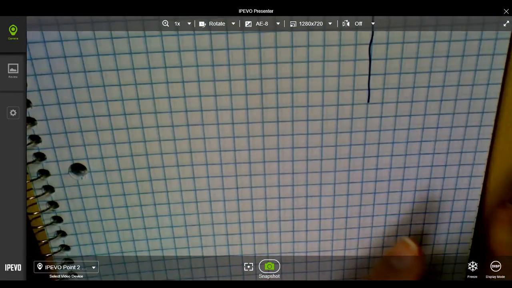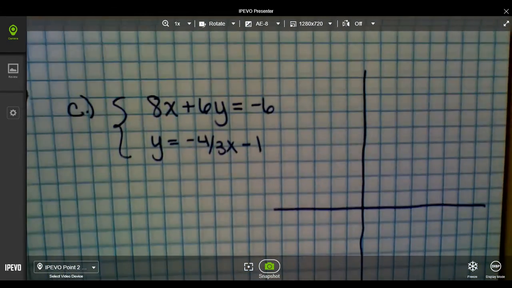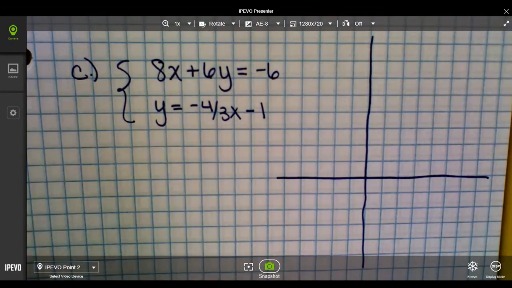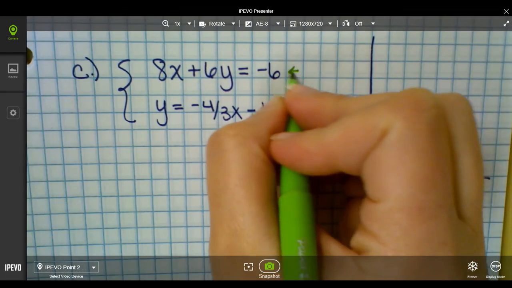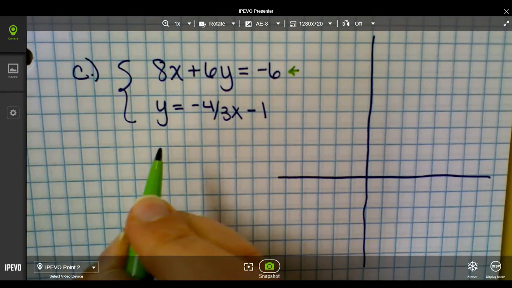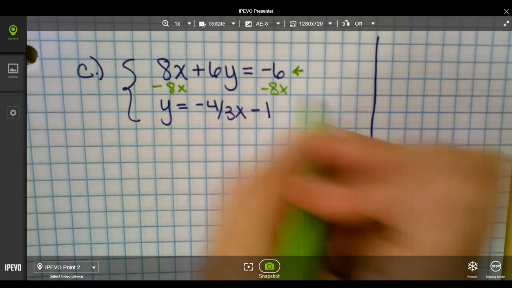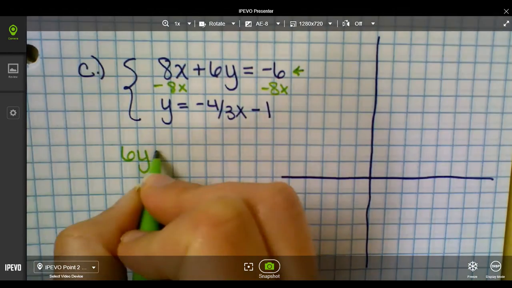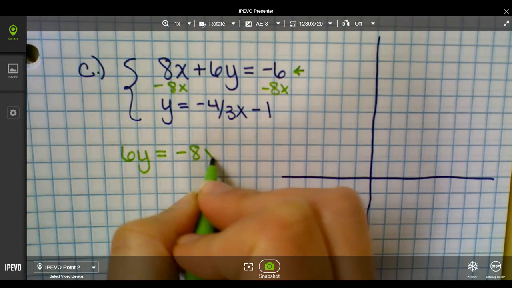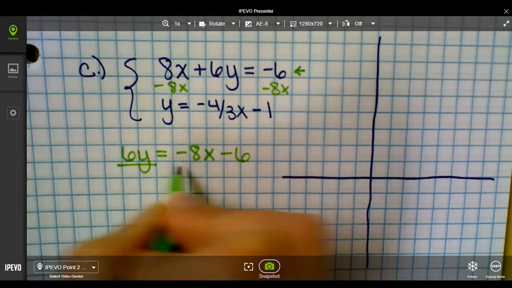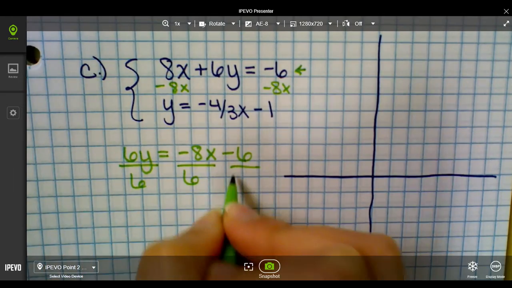Okay, one more example for solving systems by graphing. Our top line we have to put into y equals mx plus b. The bottom line is already there, so that's nice. So I'm going to subtract my 8x first. I have 6y equals negative 8x minus 6. Divide everything by 6.